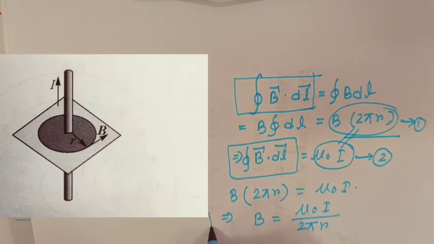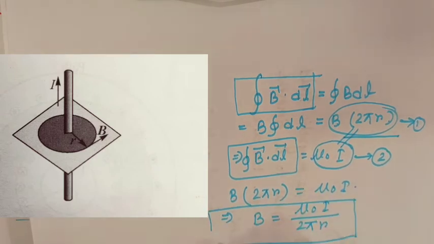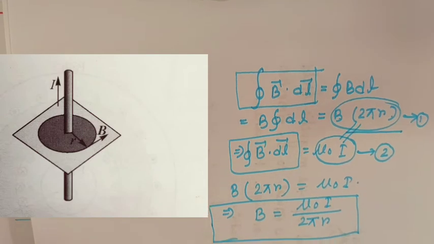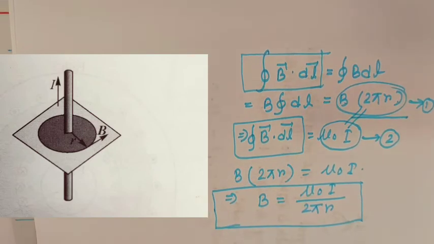Okay. So this is the expression which we got from Biot-Savart law also. The same expression we got from application of Biot-Savart law, and now this one we get from Ampere's circuital law. So this is basically the expression for magnetic field due to an infinitely long wire carrying current I.